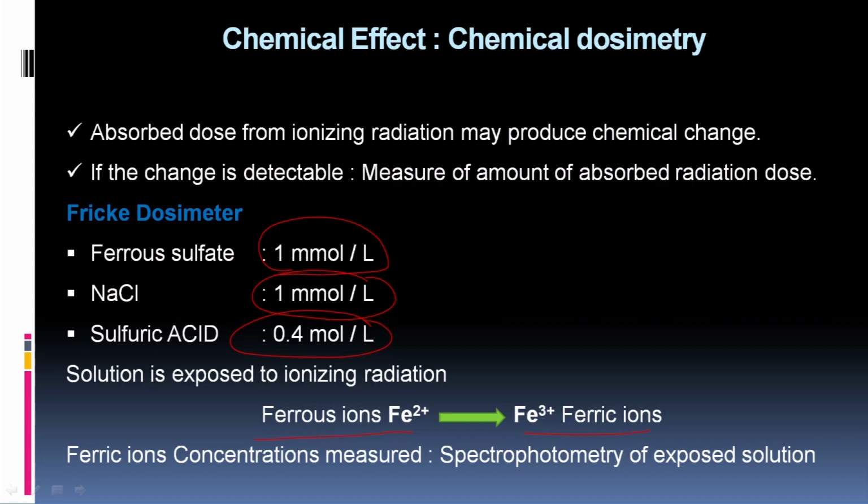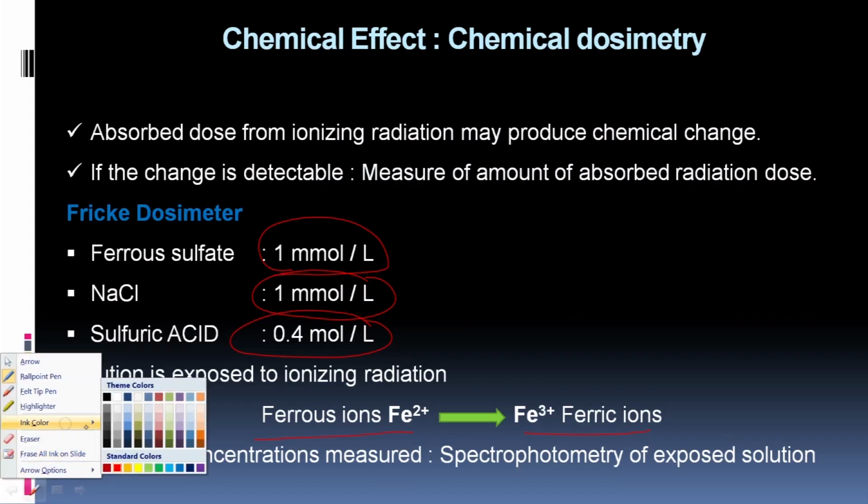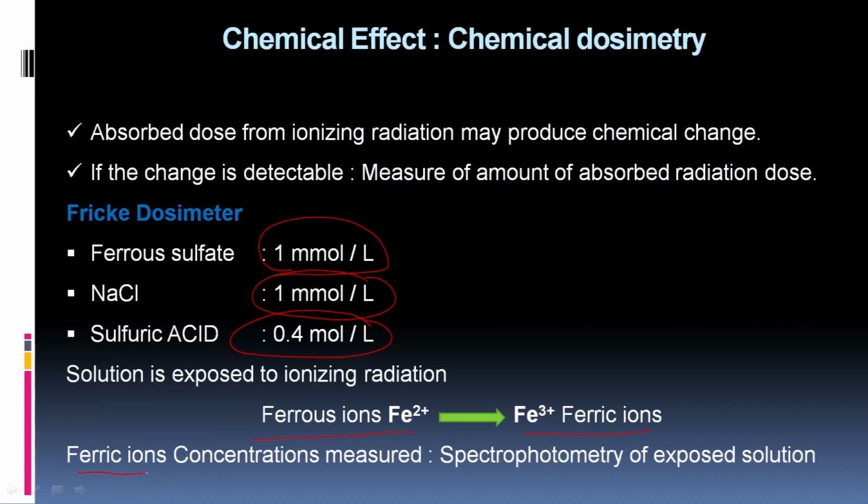Now, the ferric ion concentration can be measured. Ferric ion concentration can be measured by spectrophotometry of the exposed solution. If we perform a spectrophotometry study of the exposed solution, we can accurately measure the ferric ion concentration, by which we can calculate the amount of absorbed dose of the radiation to this solution.